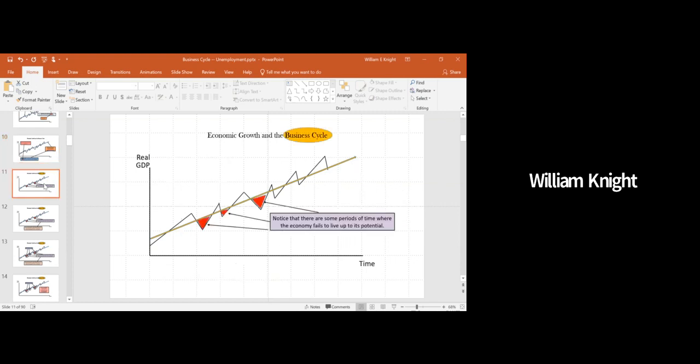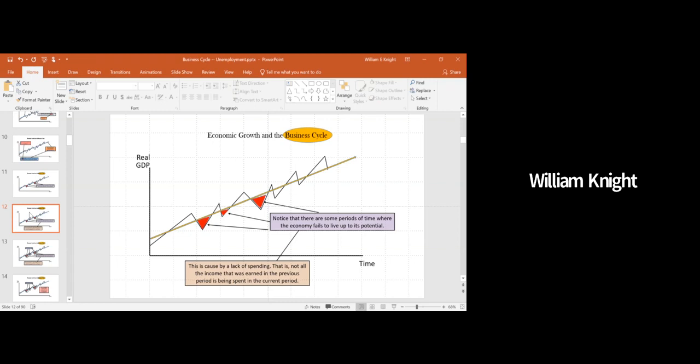You'll notice here that there are some periods where the economy fails to live up to its potential. The yellow line represents its potential. The black line here represents the current or actual GDP. And you can see there are some cases where the current or actual GDP fails to live up to its potential. This, of course, is caused by a lack of spending. Spending is what causes the economy to go fast or go slow.